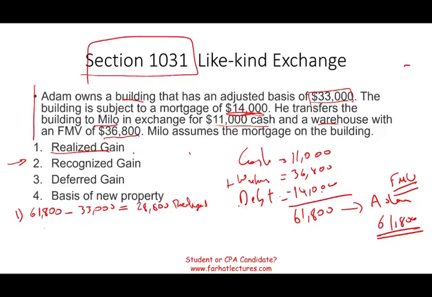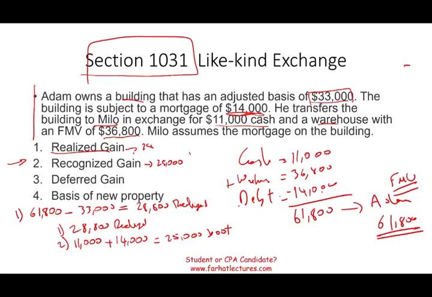You have to compare two numbers: the lesser of the realized gain, 28,800, and the boot received. Because if you receive boot, it means you can pay your taxes, and that's the extent to which you pay taxes. What boot did Adam receive? Adam received $11,000 in cash, and Milo took over the debt of $14,000. Therefore, this is the boot, and this is the realized amount. The recognized amount is the smaller of these two, which is $25,000. Therefore, Adam will have to recognize $25,000 in gain, although the gain was $28,800.